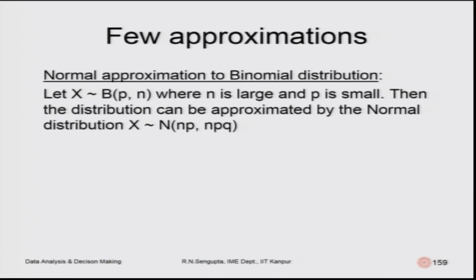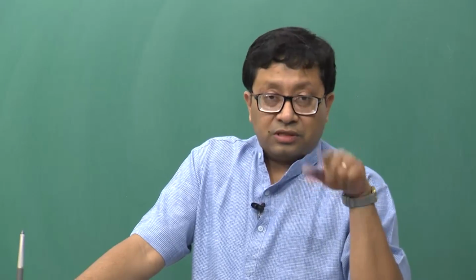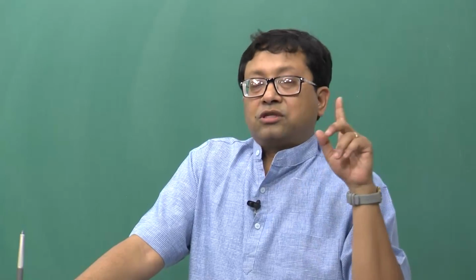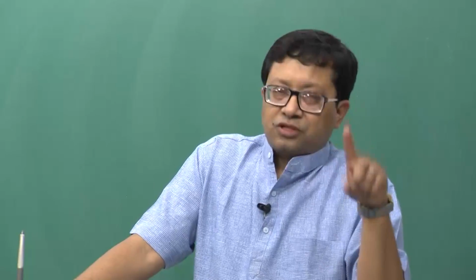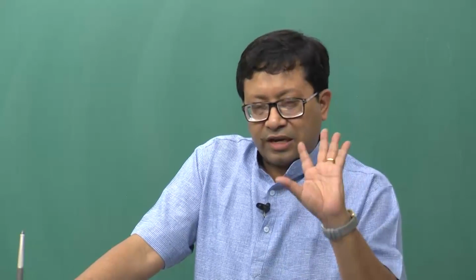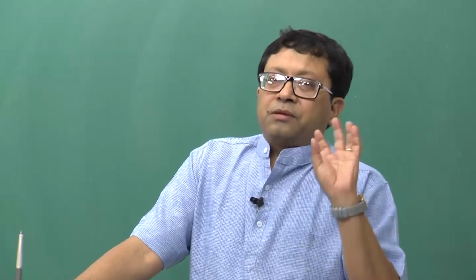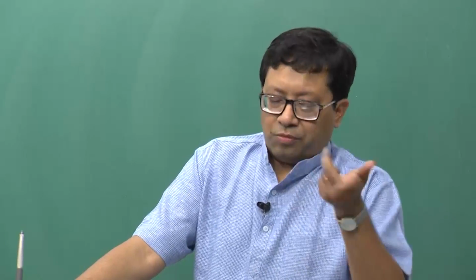So, normal approximation to binomial distribution. Let X be binomial with parameters p and n, where n is large and p is small. Then the distribution can be approximated by the normal distribution, where the mean value would be the mean value of the binomial distribution, which is n p, and the variance, which for the binomial case is n p q, will be utilized as the variance for the normal distribution, such that the mean value and the variance for the binomial distribution become the mean value and the variance for the normal distribution.